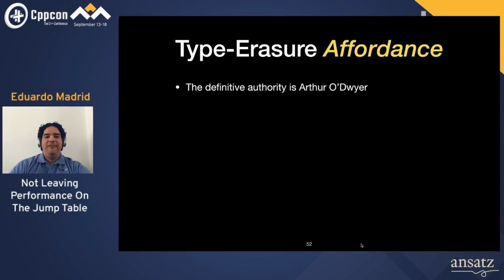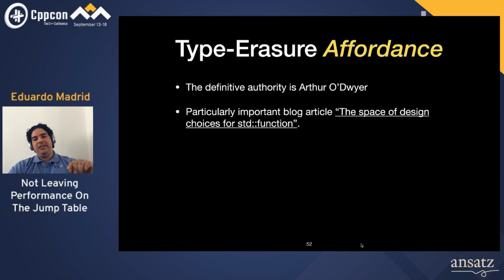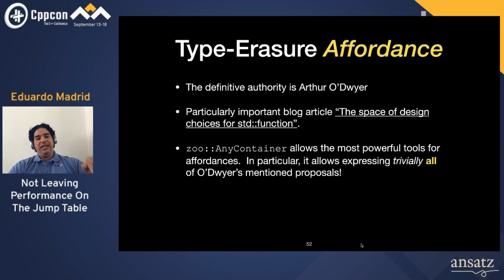Okay, type erasure affordances. Affordances are the capabilities of what a type erasure can do, okay? The world's authority on affordances is the person who introduced the term, Arthur O'Dwyer. He wrote a very important article, which is the space of design choices for a standard function. I have good news. Any container, either the version, any callable or subfunction or the ad hoc that I sometimes create, it has, I think, the most powerful tools for defining affordances. In particular, it allows expressing trivially all of the proposals that O'Dwyer mentions and so much more.